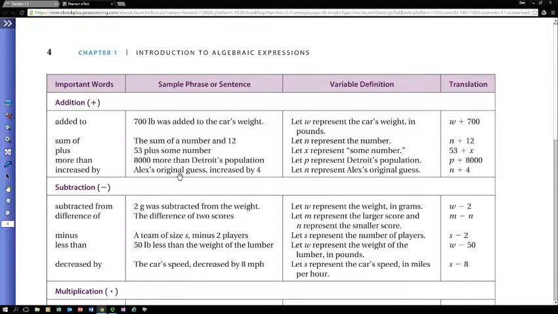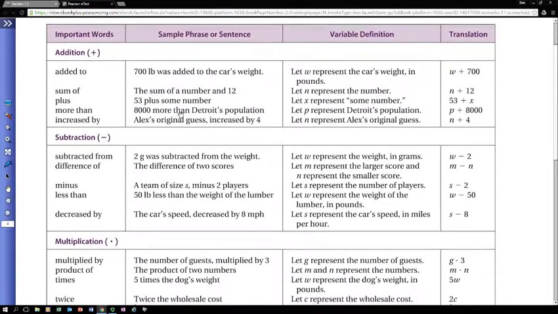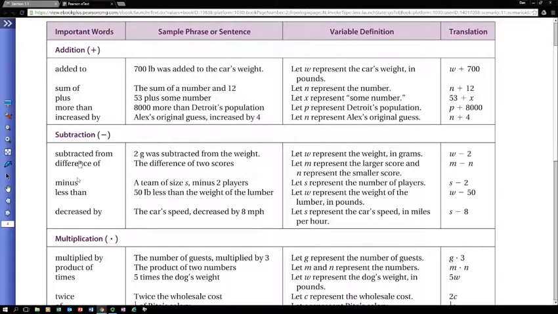This is a very handy page to have available when you're working on any kind of word problems where we're translating. In this left column are important words. This doesn't cover all the words because English is such a live language, it's changing all the time. But important words like added to, sum of, added to means addition. Sum means the answer to an addition, which indicates I need to do some addition. Plus, more than, increase by, and so on. They're pulling out some key words that will indicate this operation of addition.